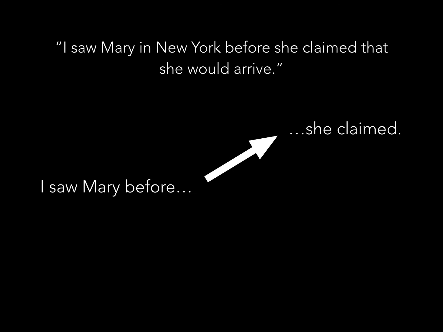Finally, consider the statement, "I saw Mary in New York before she claimed that she would arrive." This could mean either that I saw Mary before she claimed, or that I saw Mary before she arrived. This is known as a temporal ambiguity, and stories told in natural languages contain many such instances.